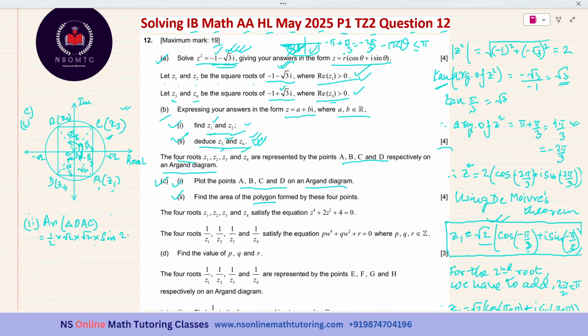Okay. And these two will be getting cancelled. So this is equal to sine 2 pi over 3, which will be equal to root 3 over 2.